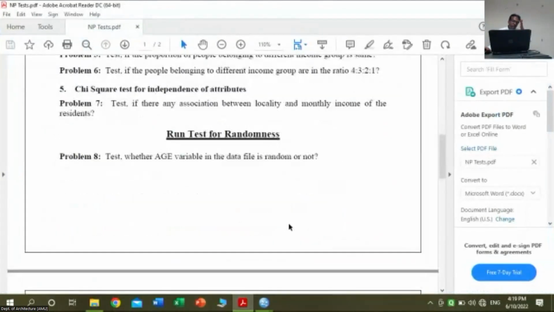Next one is the run test for randomness, which tests one of the assumptions in our parametric tests.